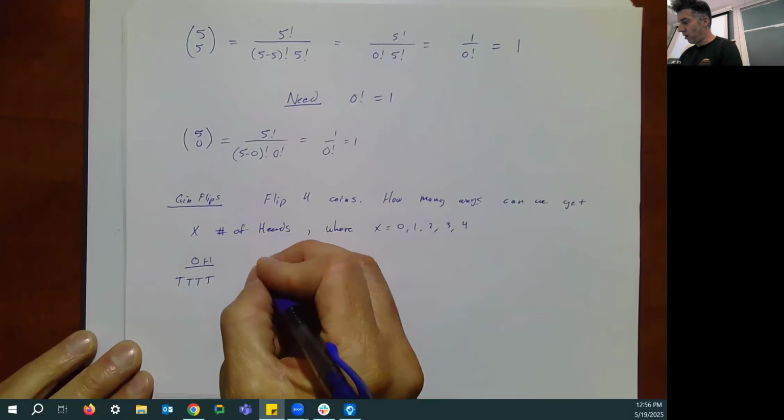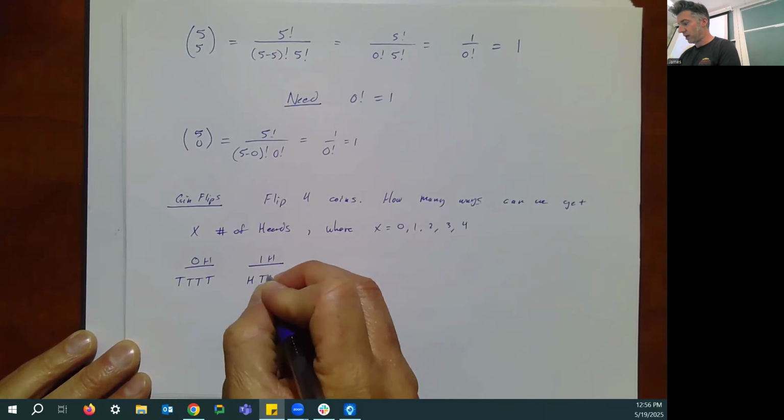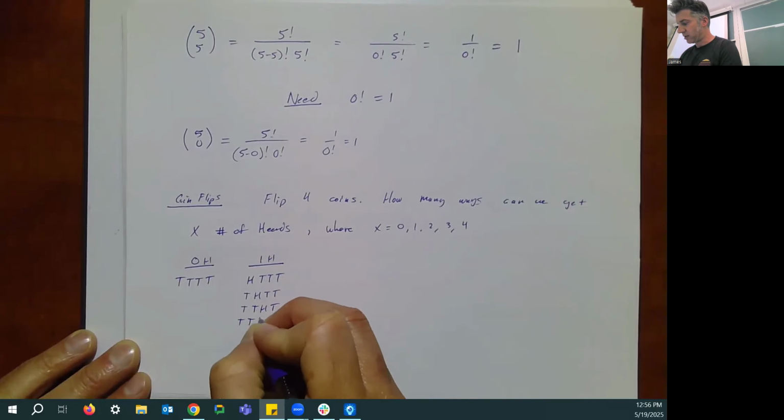So then if I want one head, well, it's going to be either heads first and 3 tails, or tails then heads then tails tails, or tails tails heads tails, or tails tails tails heads.